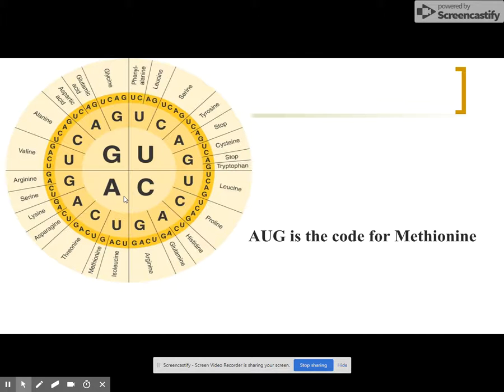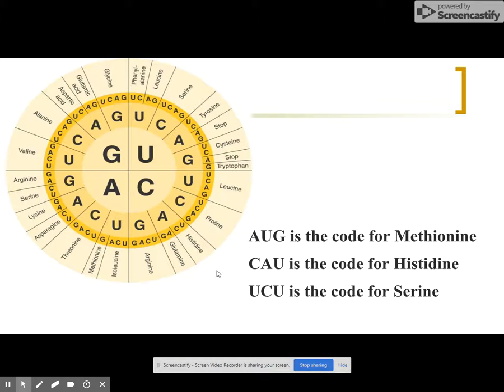So AUG is the code for methionine. CAU is the code for histidine. Let's practice that one. Start in the middle. CAU, histidine. And UCU is the code for serine. So UCU.